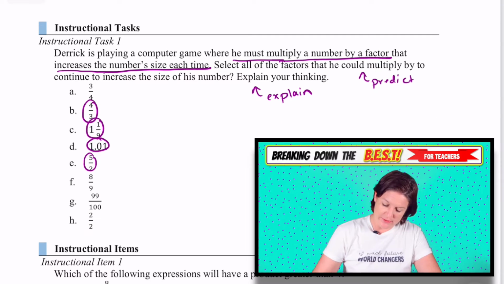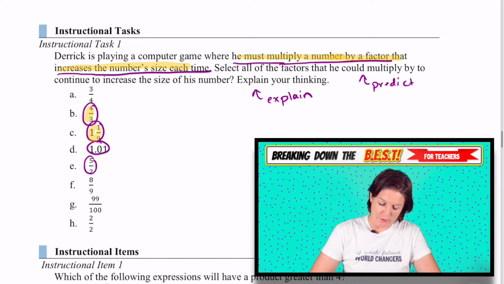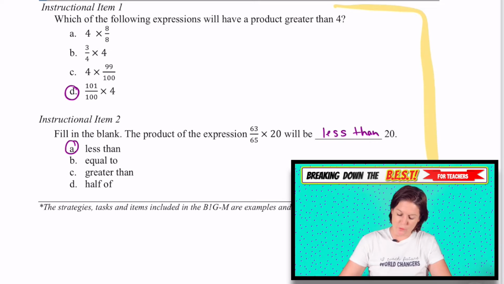Okay, some tasks. This says Derek is playing a computer game where he must multiply a number by a factor that increases the number size. So to increase it, we want to be multiplying by fractions or values that are greater than 1. Here are some more examples of what this standard looks like in action.